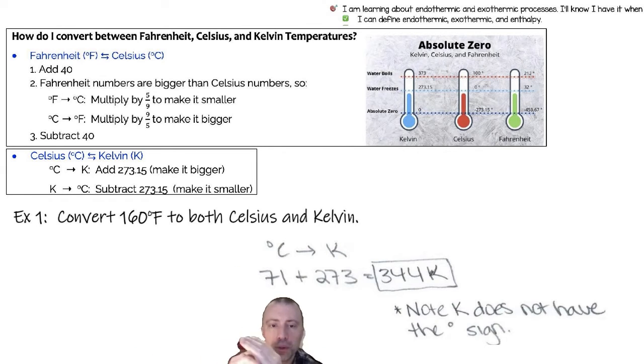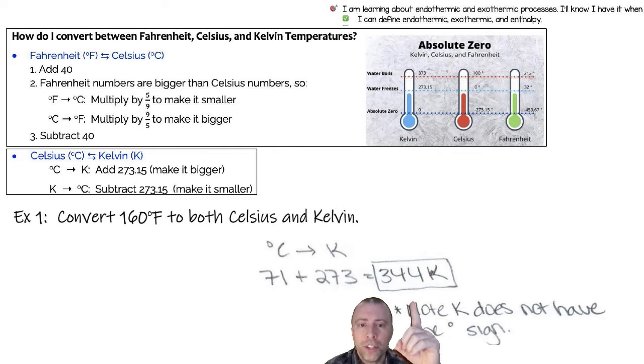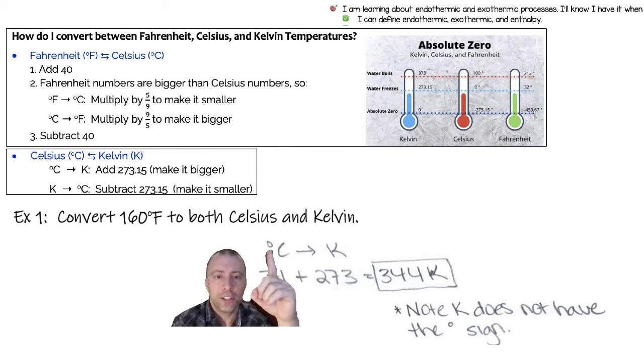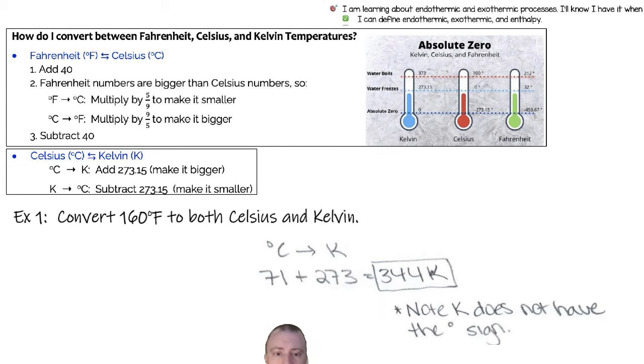And you can't go directly from Fahrenheit to Kelvin. You have to go to Celsius first. So we just found that 71 was the degrees in Celsius, so then we will add 273 and we'll get to 344 Kelvin. One thing to note is that we have degrees Fahrenheit, degrees Celsius, that little circle, but we don't say degrees Kelvin, it's just Kelvin, so there's no circle.